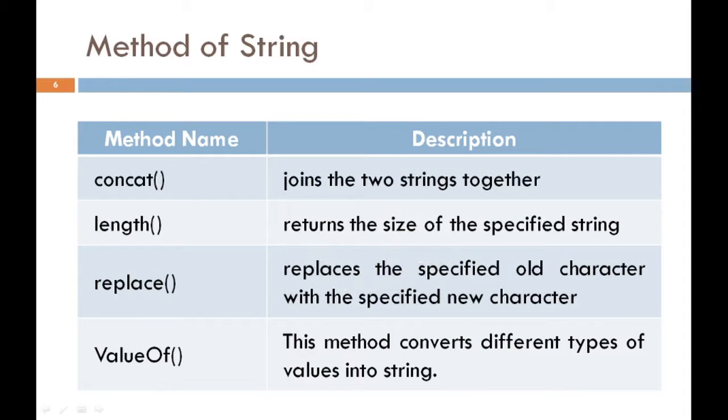The String class has various inbuilt methods. From these, we discuss some of the methods. These are all inbuilt methods in the String class. The first one is concat. Concat is a special type of method which is used to join two strings.